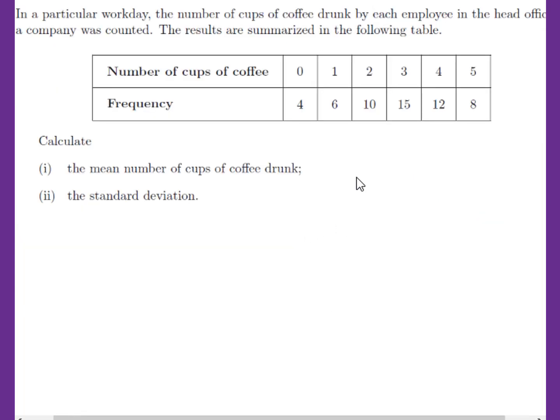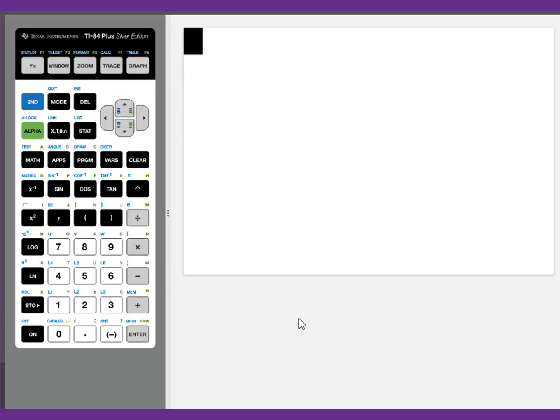Let's go to this example. On a particular weekday, the number of cups of coffee drunk by each employee in the head office of a company was counted below. The results are summarized in the following table. We need to calculate, first of all, the mean number of cups of coffee drunk. Secondly, we need to figure out the standard deviation.